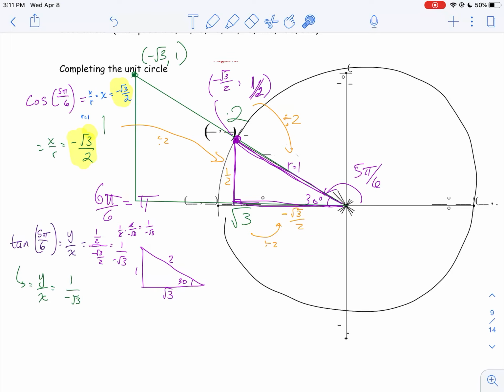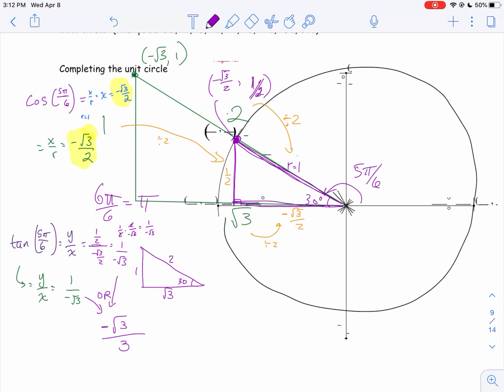If I use this big triangle, the ratio is going to end up being the same. I'm just not using a unit circle, so I have to use y over x. My y value here was 1. My x value, since this is to the left, is negative square root of 3, so I get 1 over the negative square root of 3. Some teachers would prefer this to be rationalized, and if you rationalize it, you would get the negative square root of 3 over 3. So I would accept either answer there, either form.